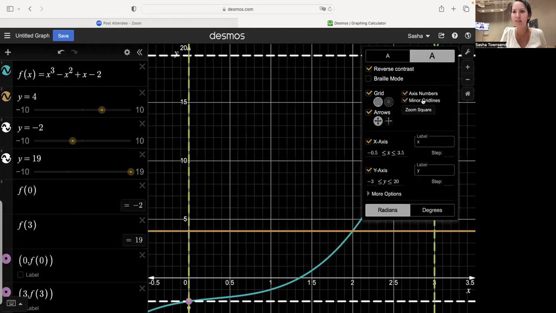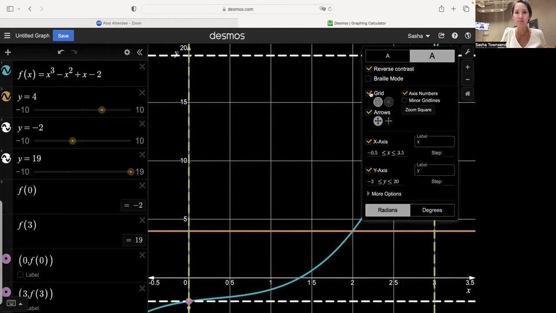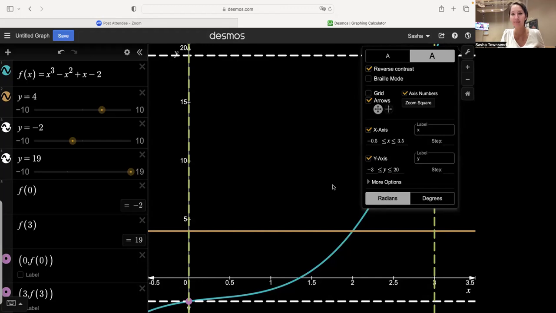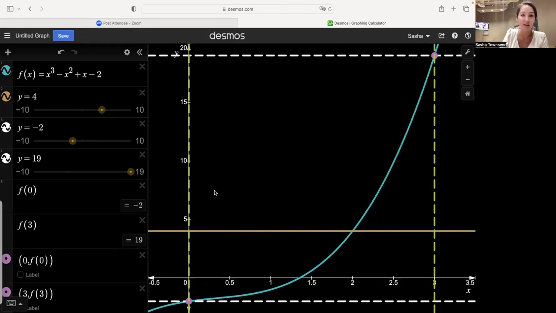Oh, goodness. Okay, so my y's are in between those two horizontal lines. There's my f of 0, and there is my f of 3. And I've got this green dotted line is x equals 0, and that green dotted line is x equals 3 over there.